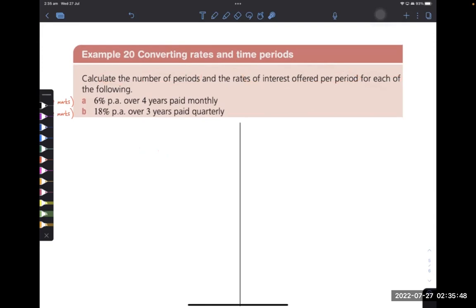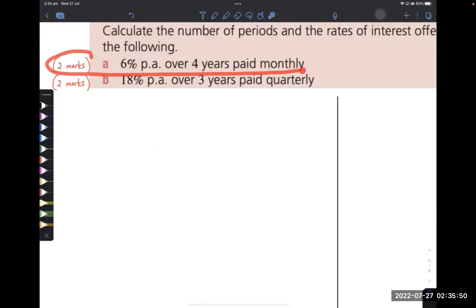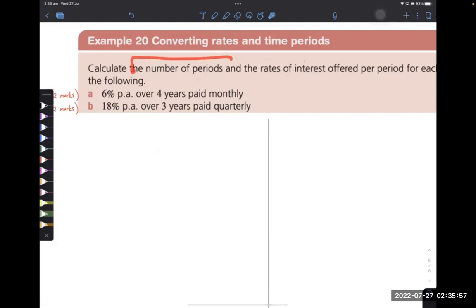Okay, so you can see here that each of these questions are worth 2 marks. It's quite straightforward. So if we're looking for the number of periods, we need to actually see how long we're paying out for and how often it's getting paid out every year. So let's have a look at the number of periods first. So for part A, we're going to write down number of periods. That's the first thing we're going to calculate.